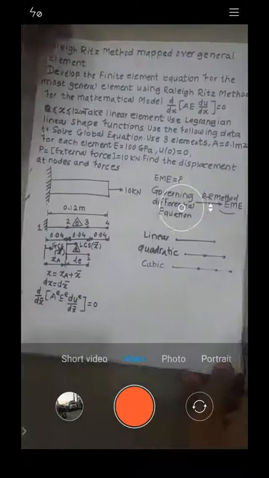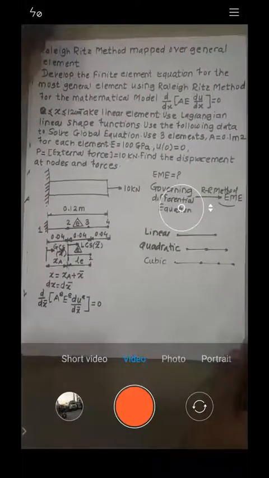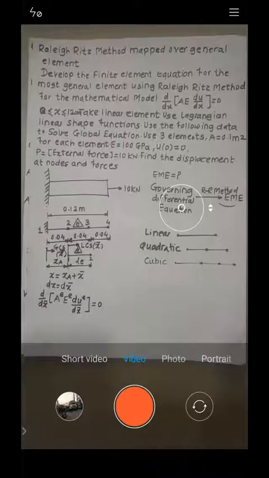Is it okay or not? Okay, so today we stop. In the next lecture, we will take a problem on the Rayleigh-Ritz method mapped over a general element. That means we will take one more problem based on this, so you'll be very much clear with this problem. Is it okay?